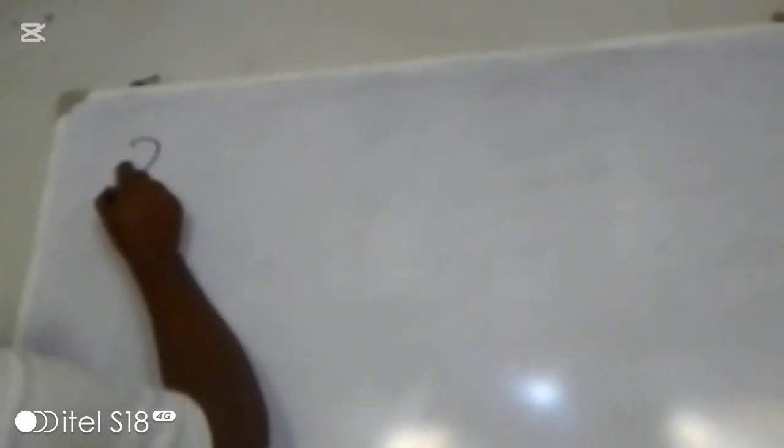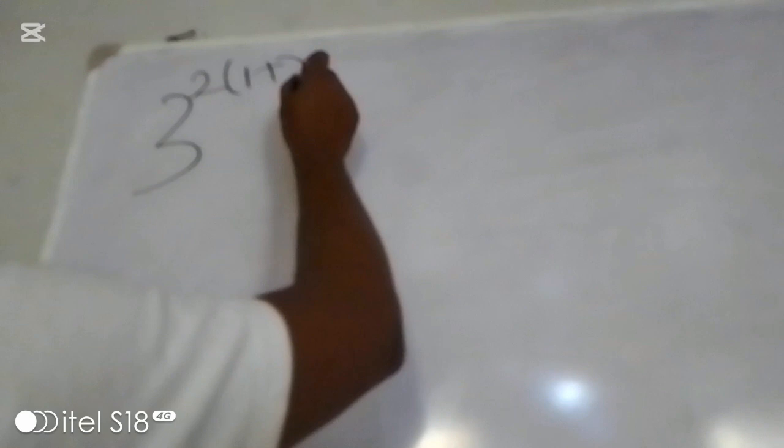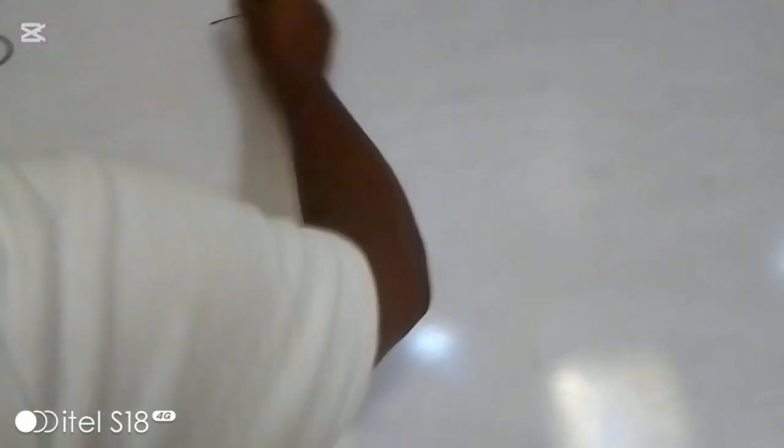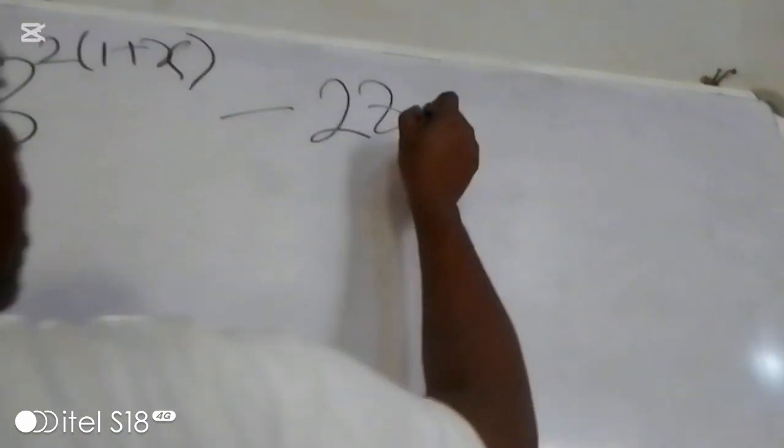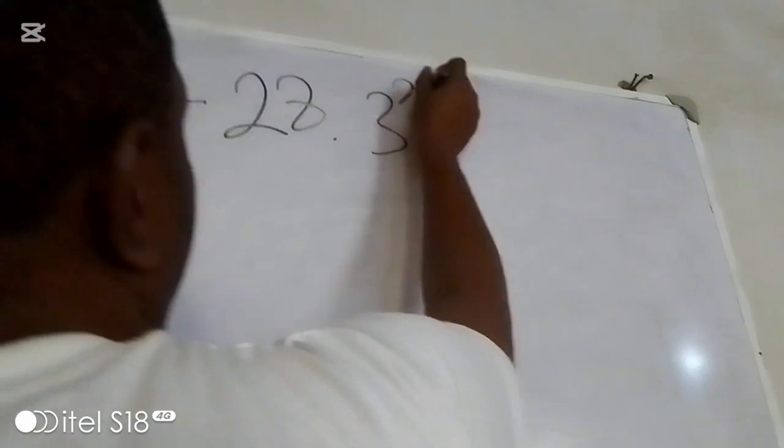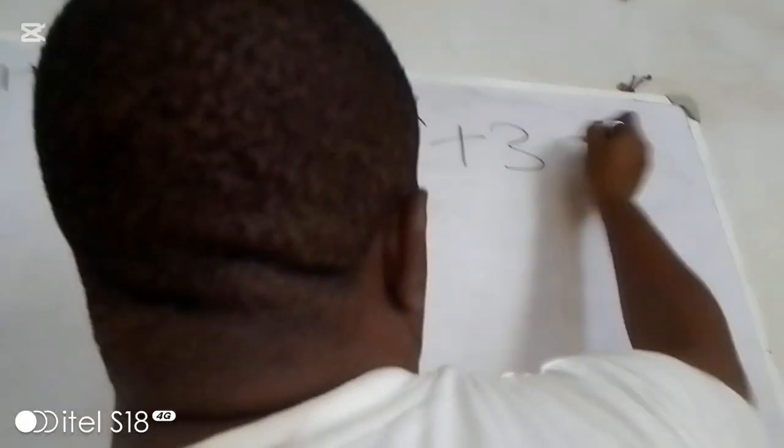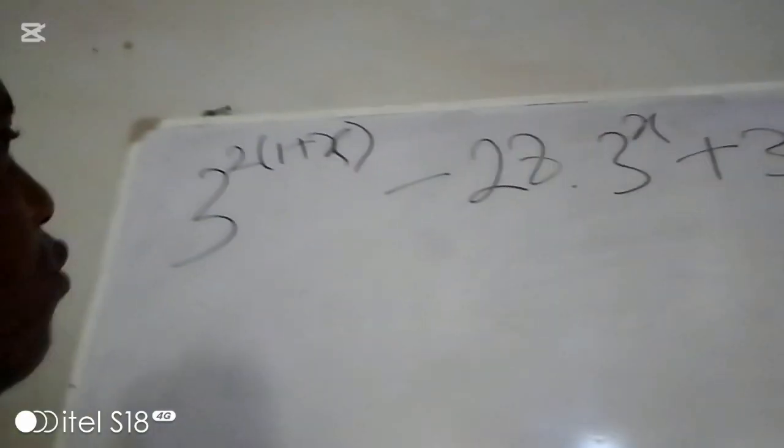Hello guys, how do you solve this question in an examination? You are given this question to solve: 3 raised to the power 2 bracket 1 plus x minus 28.3 raised to x plus 3 equal to 0. How do you solve this question?